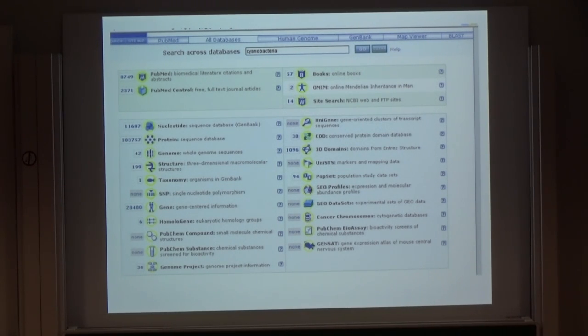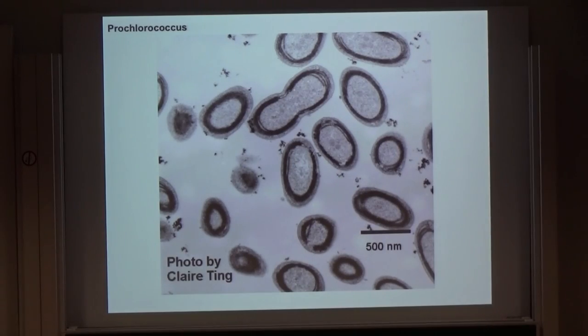Here are some electron microscope pictures of one particular cyanobacteria called Prochlorococcus. Note that it's less than a micron in diameter. 9,000 papers on ocean scum that's less than a micron in diameter.